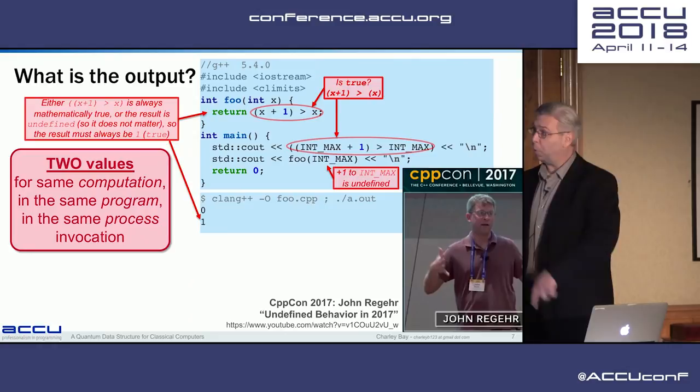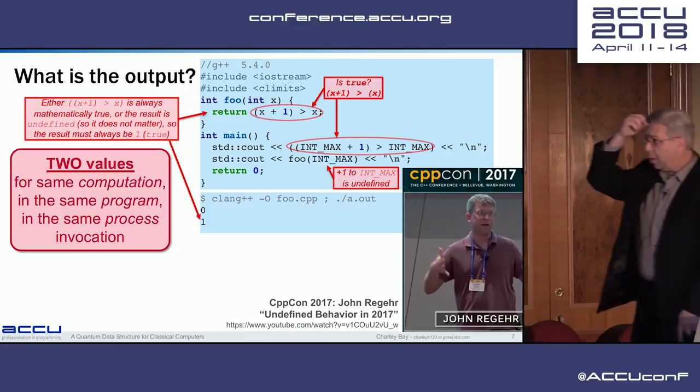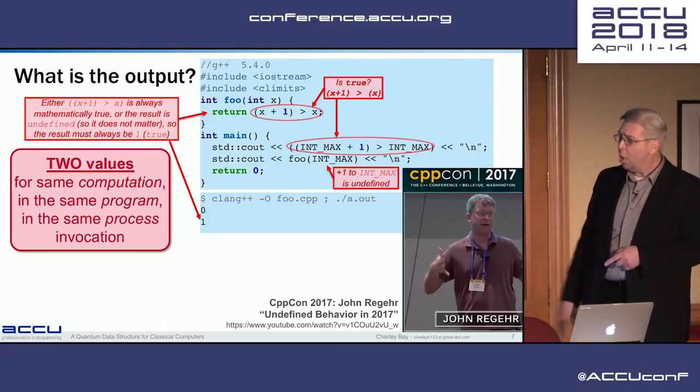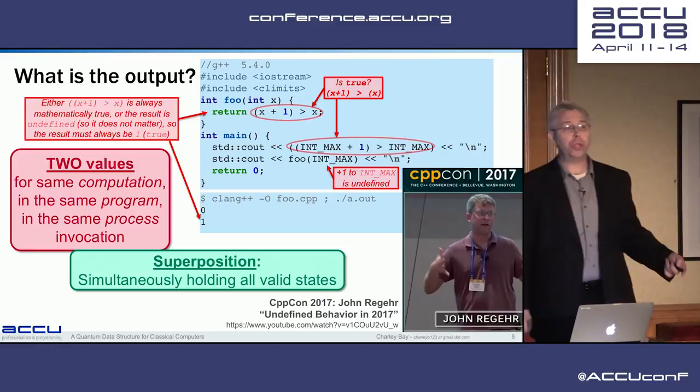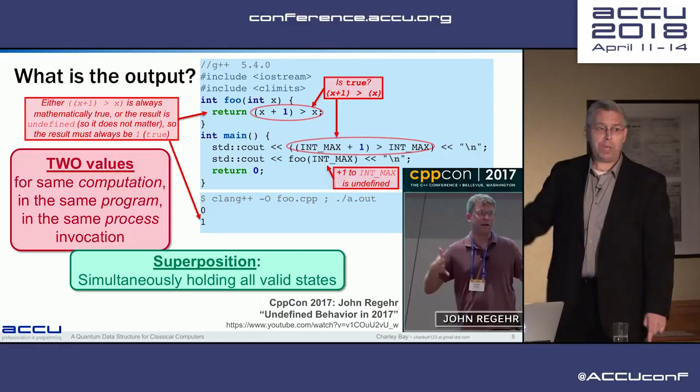And this example, of course, comes from John McGarry. He's a university professor at the University of Utah, and he has a really good talk on undefined behavior, and this is an example. But this talks about superposition. Superposition is the simultaneous holding of all valid states. So this is just a classical program, easy to repeat, but we have multiple opinions on the exact same computation.